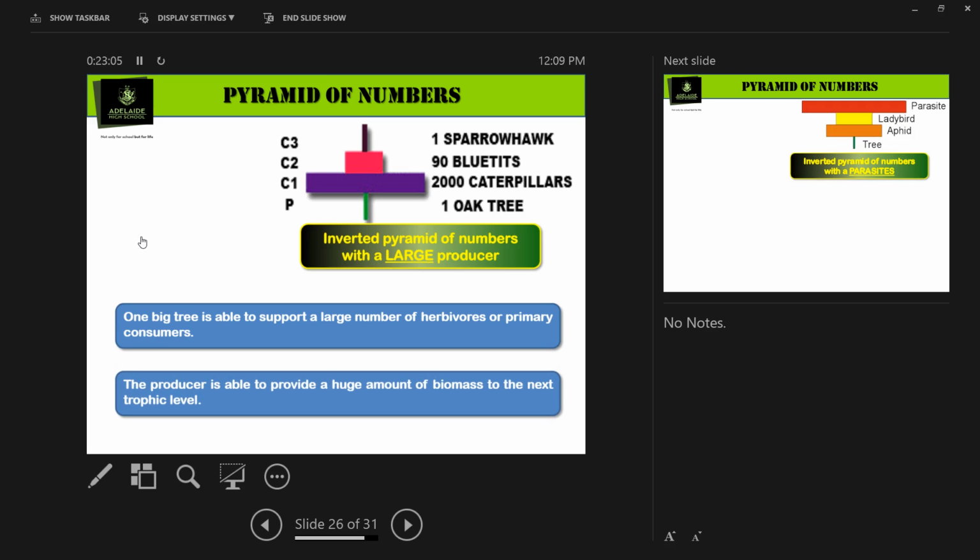One thing about the producers, it's able to provide a huge amount of biomass to the next trophic level. So again, guys, it's a transfer of energy. It's a transfer of organic molecules and also biomass to the next one. Okay, so just imagine here, I mean, no offense to those people, I'm not trying to say overweight, but if you have skinny legs and you have a big body, that's a different question. All right, so sorry for that.